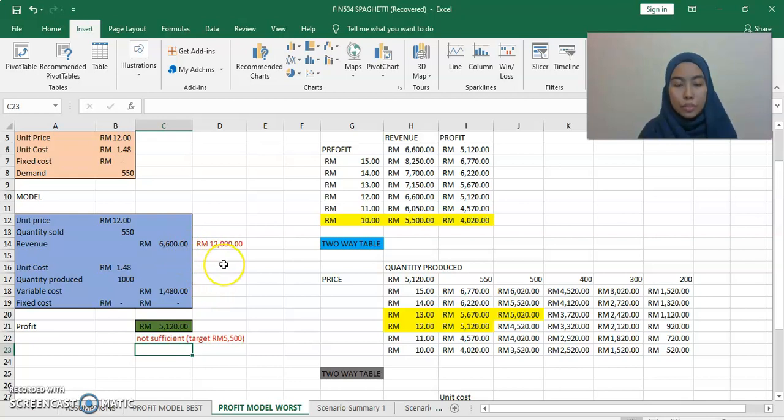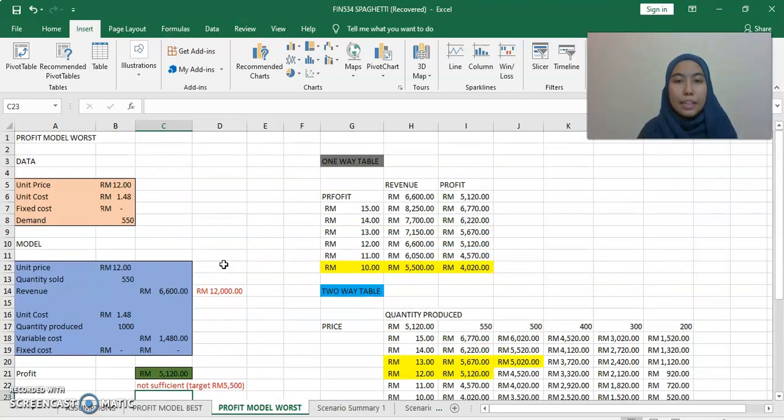So 12,000, okay. And I need to mark down the price to 10 ringgit. At least 10 ringgit to 15, but I choose 10 ringgit because for any price I still achieve my revenue, but the profit is really too far.